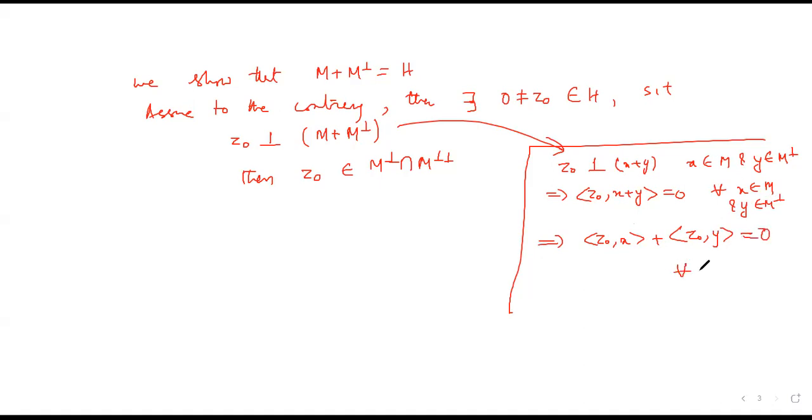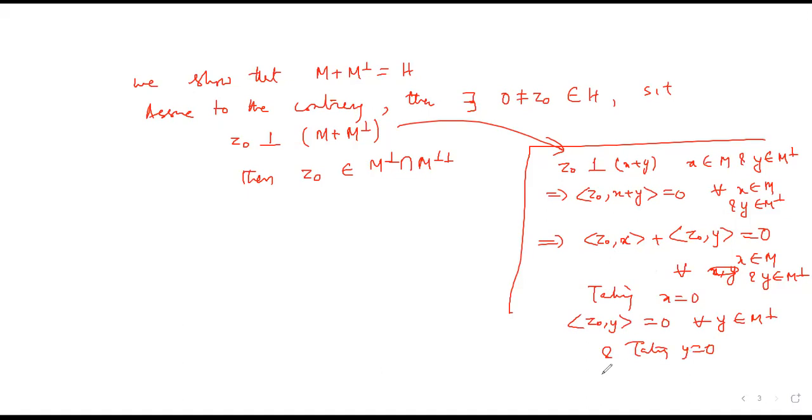Now this is true for all x, y, sorry, x belonging to M and y belonging to M perp. Now x is in M. If this is true for all x, then in particular taking x equal to 0, because 0 belongs to M, it means ⟨z₀, y⟩ is equal to 0 for all y belonging to M perp, and taking y equal to 0, you will get ⟨z₀, x⟩ is equal to 0 for all x belonging to M.